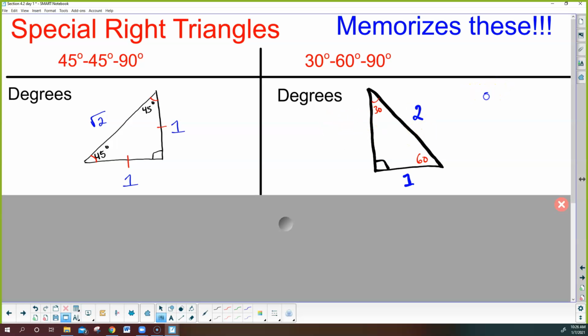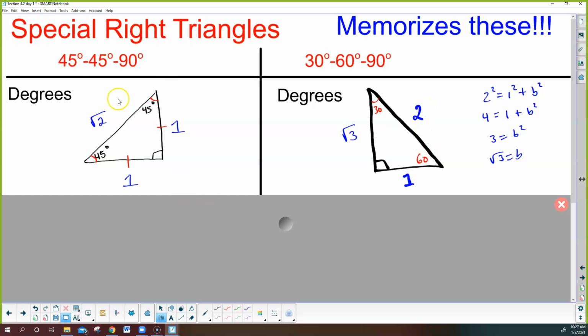Well, you don't have to write this, but here's some side work. What if I did the Pythagorean theorem? My hypotenuse is 2, so I get 2 squared equals 1 squared plus b squared, and then I subtract 1, and then I take the square root. The missing side length, the side length that always goes across from the 60, is square root 3.